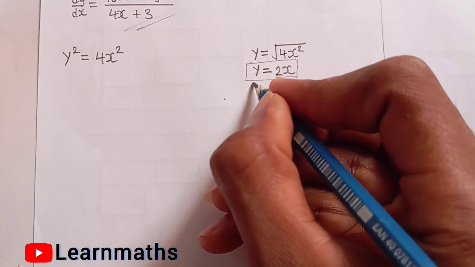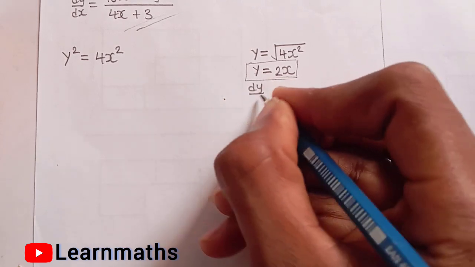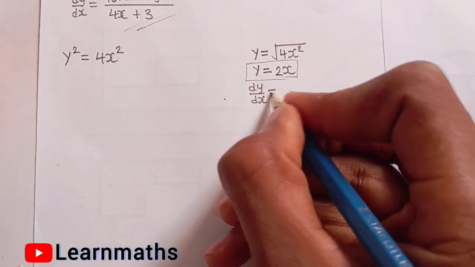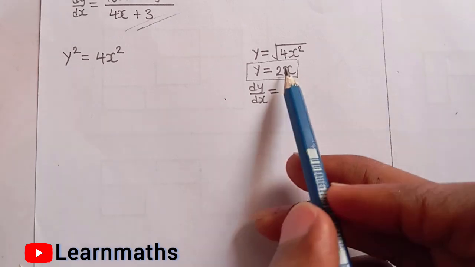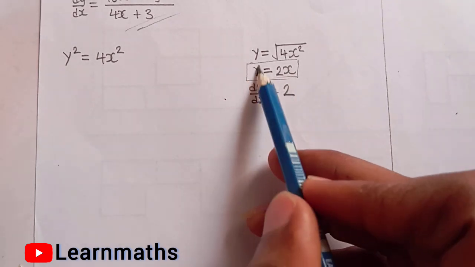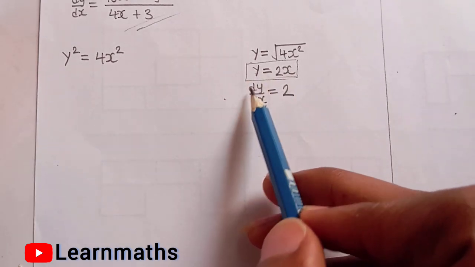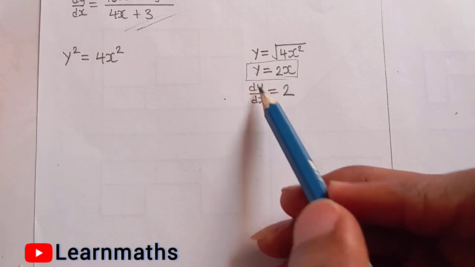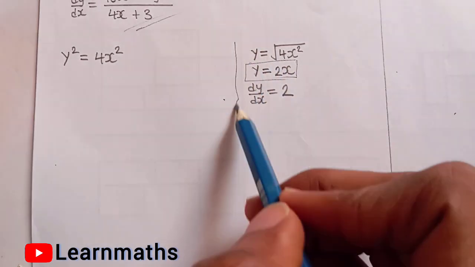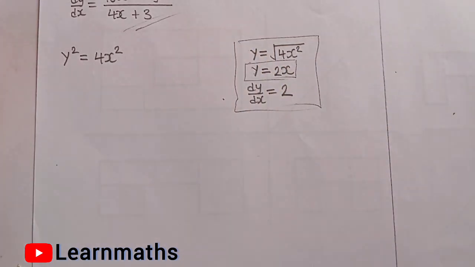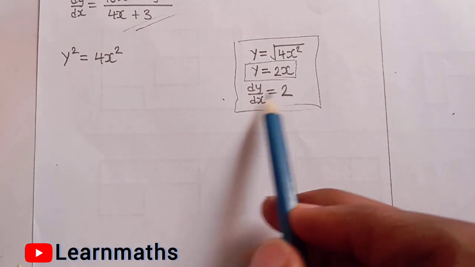We can just go straight to differentiating this and getting 2. The differential of 2x is 2, the differential of y is 1, then you attach dy dx. Just say dy dx equal to 2. So using explicit differentiation, this is what we got. We got dy dx to be equal to 2.